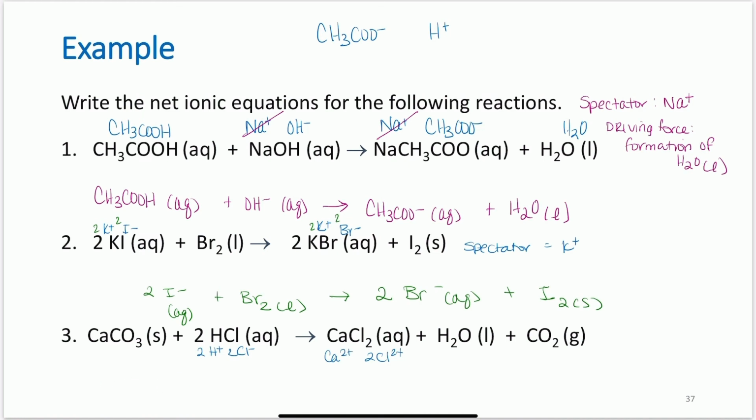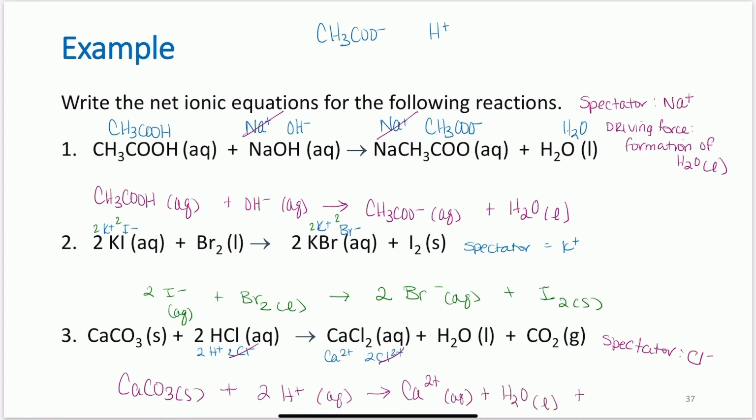So just so that they look different and don't completely blend in color, I'm going to write this in pink. We've got calcium carbonate. Here, chloride is my spectator. Calcium carbonate is going to react with 2 moles of H plus, producing 1 mole of calcium 2 plus, 1 mole of water, and 1 mole of CO2 gas.